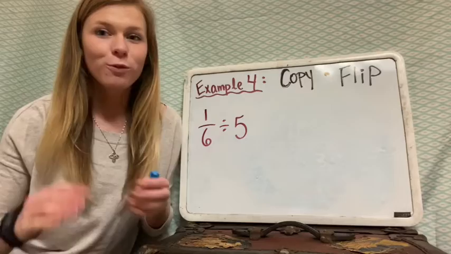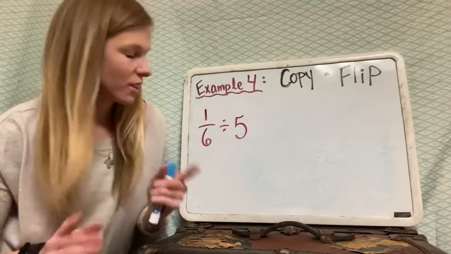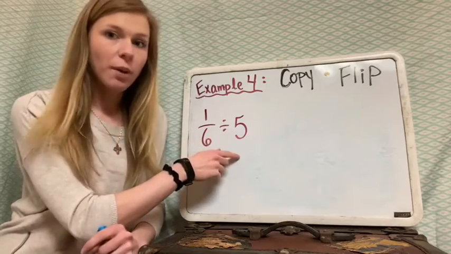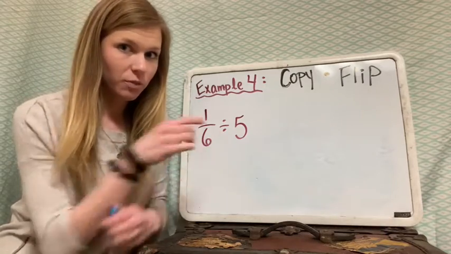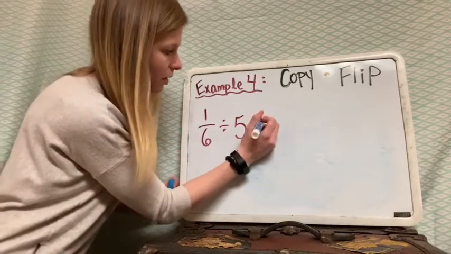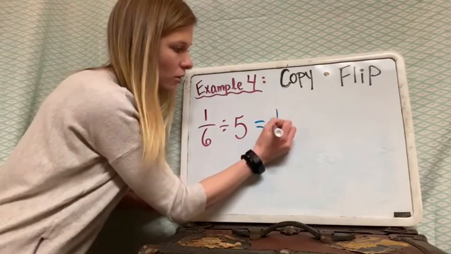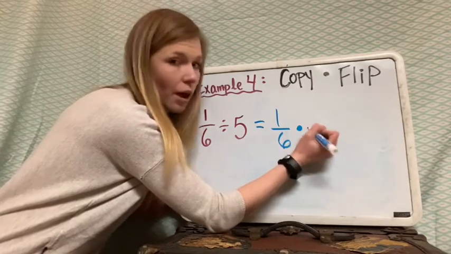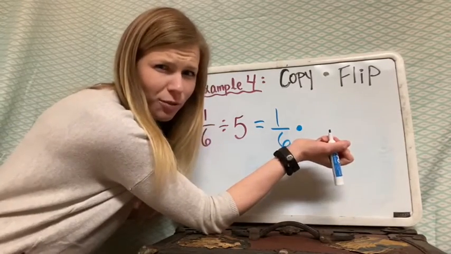Okay, I'm at my fourth and final example for you. This time we have a fraction, 1/6, divided by a whole number 5. Same process as last time. I'm gonna do copy dot flip. So I'm copying down 1/6. I'm replacing division with a dot. And now I need to flip 5.